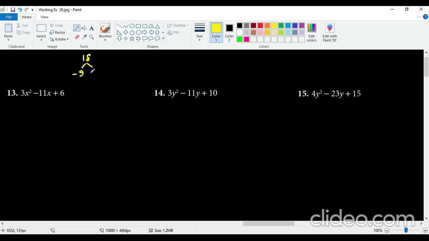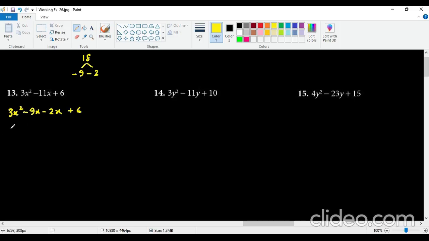So negative 9 and negative 2 is something that when added together gives you negative 11, and when multiplied together gives you a positive 18. I will write 3x² as it is. I will write plus 6 this way, and minus 9x and minus 2x will be written this way.